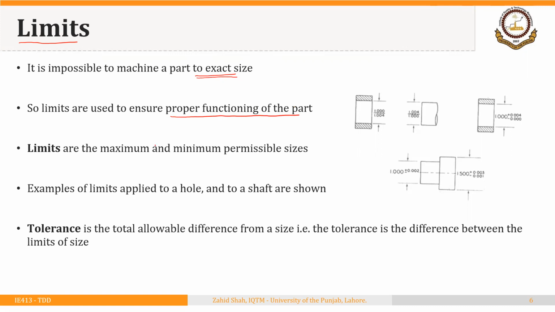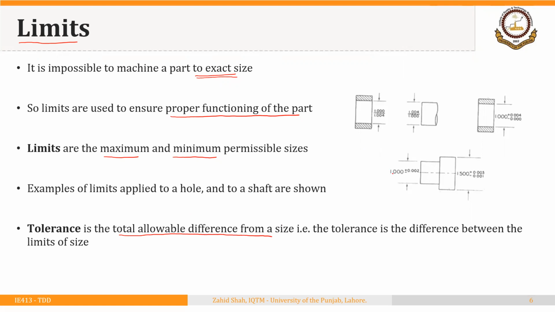So limits are the maximum and minimum permissible sizes. So examples are shown in figures. So another important term that is related to limits is the concept of tolerance. So tolerance is the total allowable difference from a size. Total allowable difference from a size. So tolerance is the difference between the limits of size. So let's see some examples.